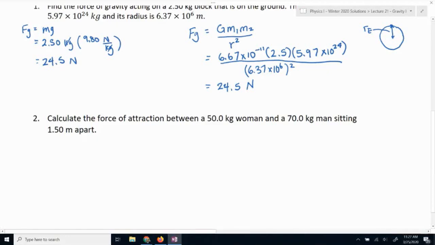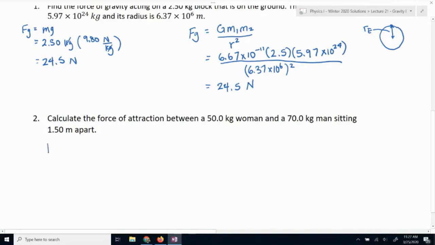Do you think that this number is going to be a really big number or a really small number? The force of attraction between two people. Do you think it's going to be really big or very small? Very small. Yeah, it's really small. Like we don't notice that we're being pulled towards somebody else, but it does happen. It's just so small that we don't notice it.